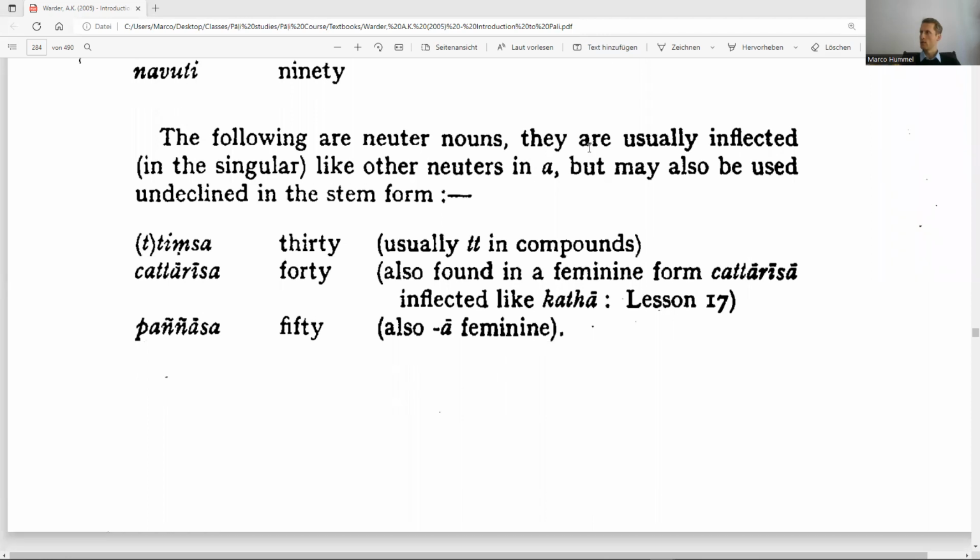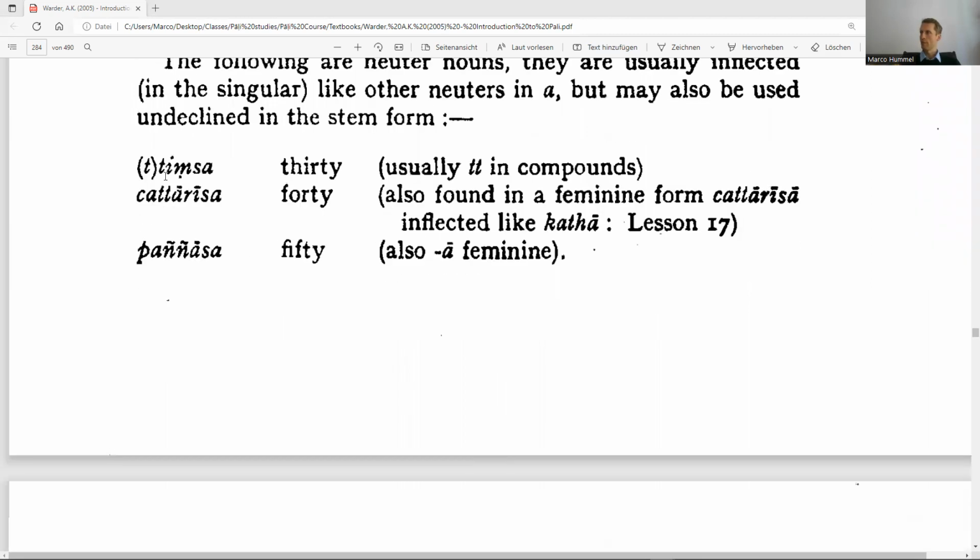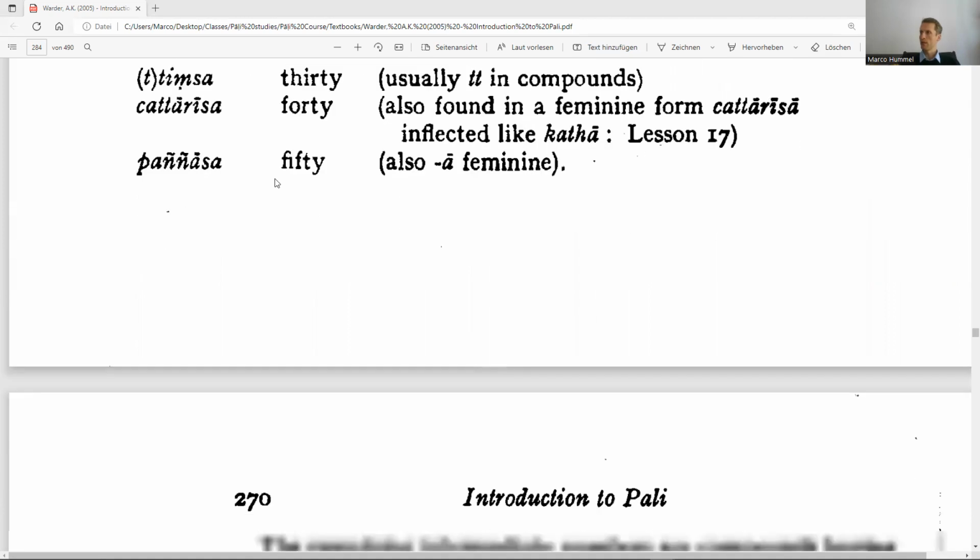The following are neuter nouns. They are usually inflected in the singular like other neuters in a, in short a, but may also be used undeclined in a stem form. Tiṃsa 30, usually with double t in compounds. Cattārīsa 40, also found in feminine form, cattārīsā, inflected like kathā, lesson 17. Paññāsa 50, also paññāsā, feminine.